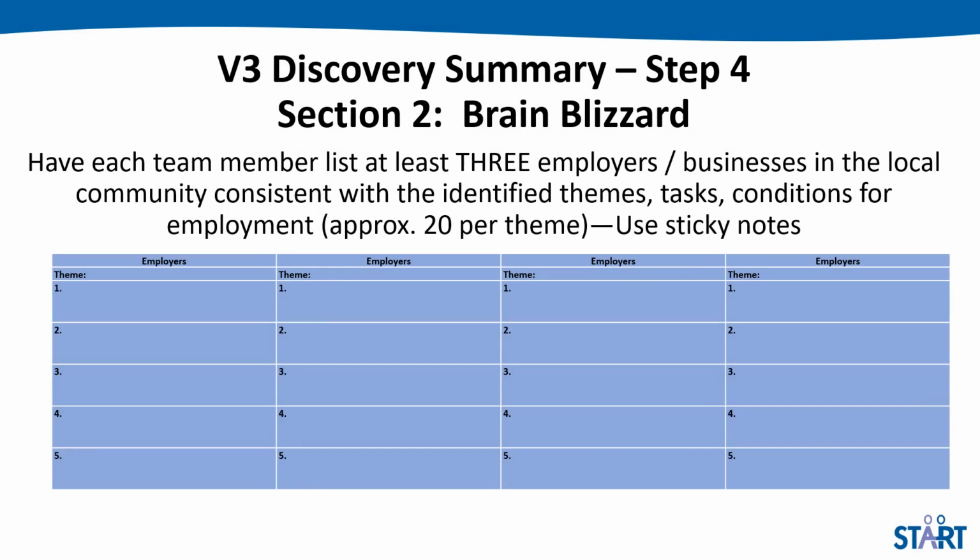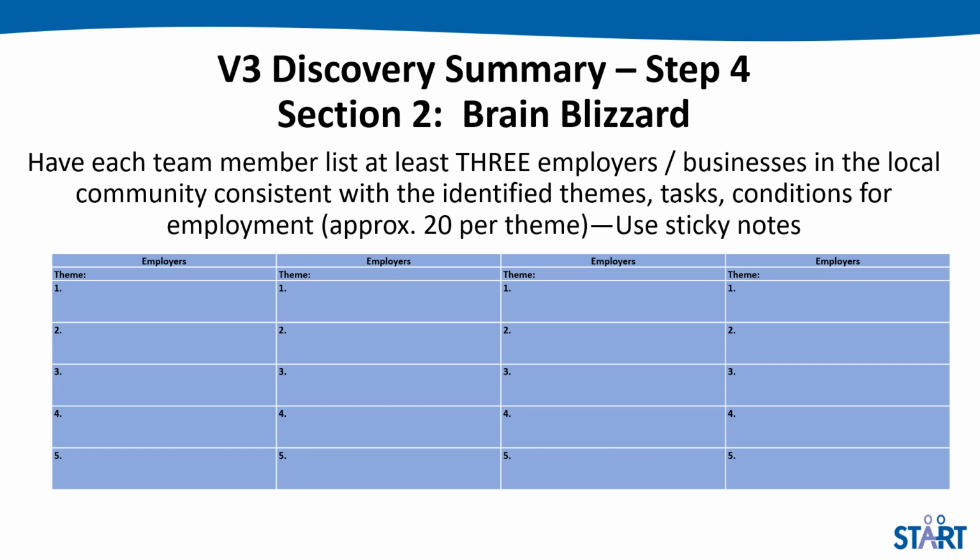And then from those themes, you're going to have each team member list at least 3 employers, businesses in the local community, consistent with the identified themes and tasks. That's why it's going to be important that the people who attend this meeting are from the local community. Really, we say approximately 20 per theme, but I'm amazed sometimes when people do this, how many more businesses people come up with.